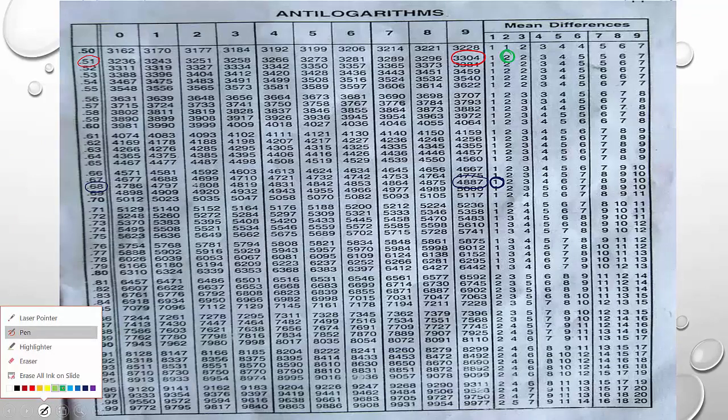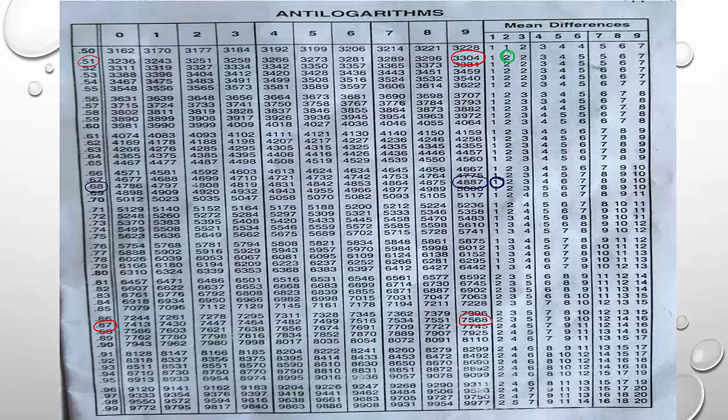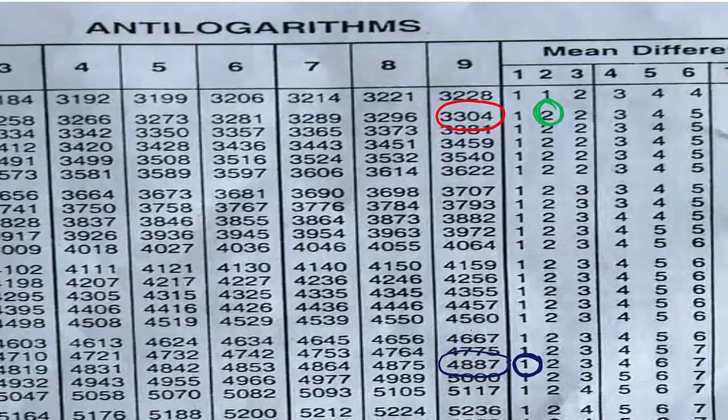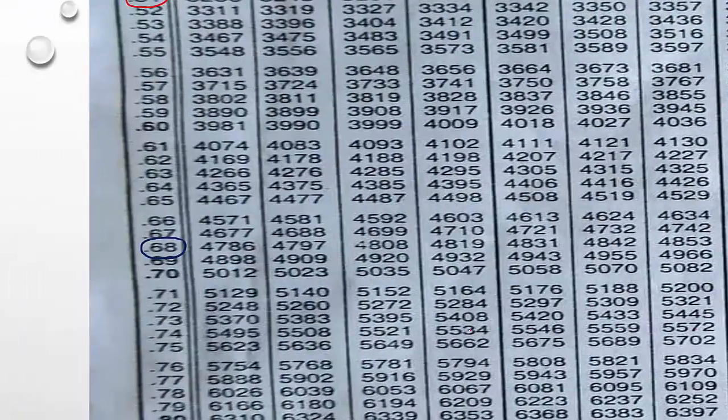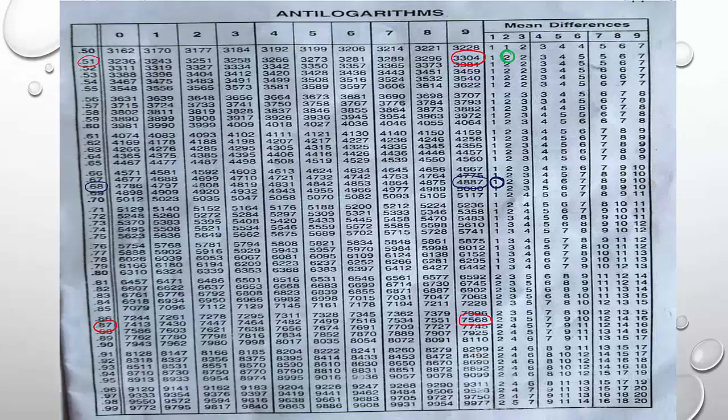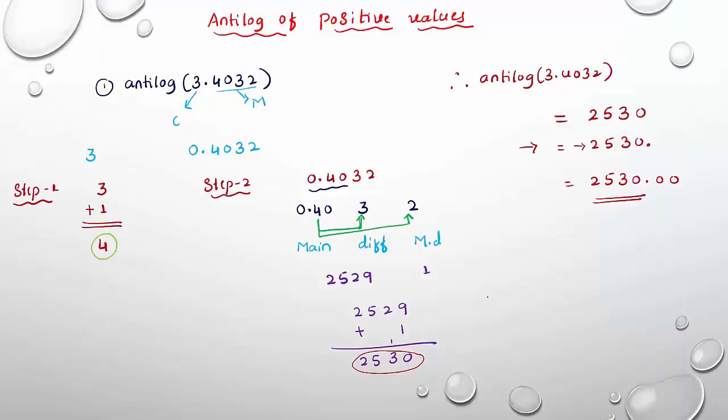0.87 at 9. We can see 0.87 in the main column. Here, at 9 we have to observe horizontally. At 9 we got the number 7568. You can observe the number here, 7568 at 9, and here 0.87. Right? So 7568, here we can write.